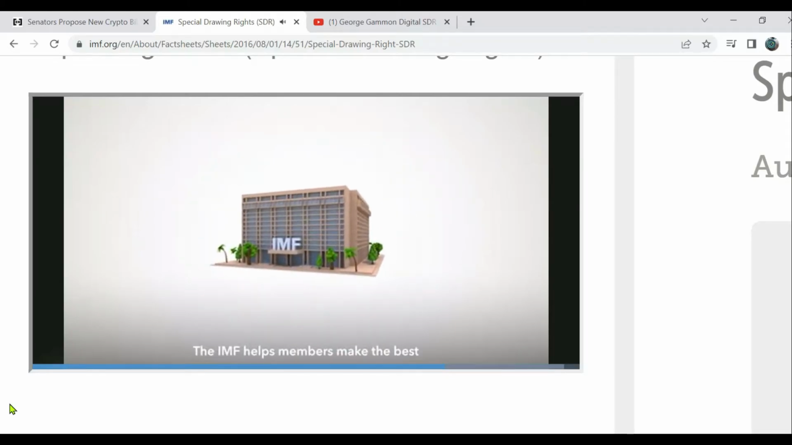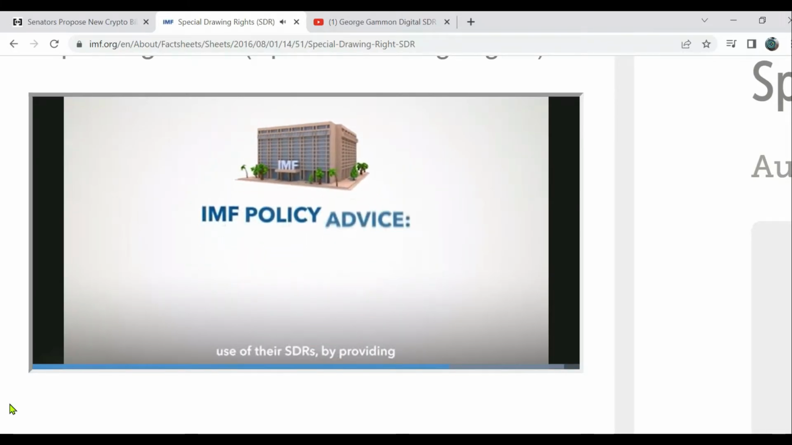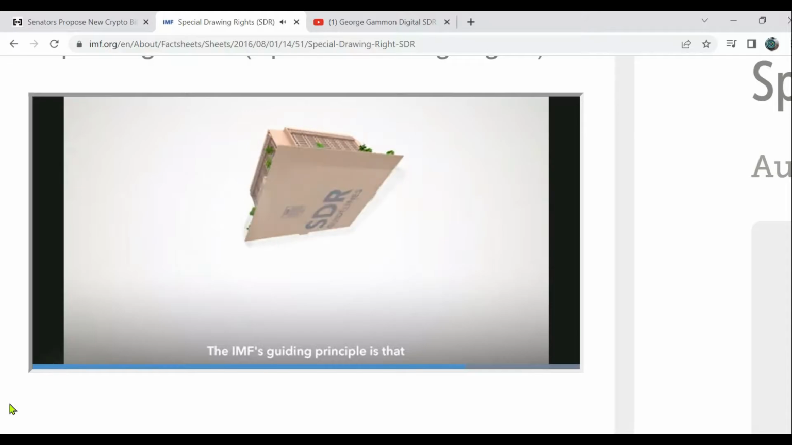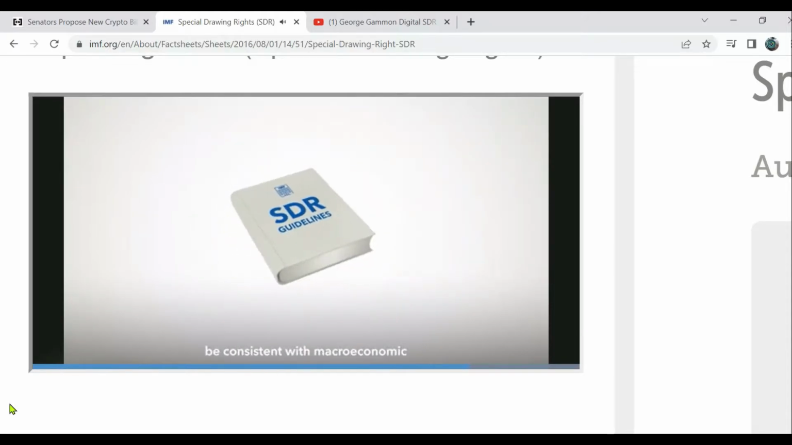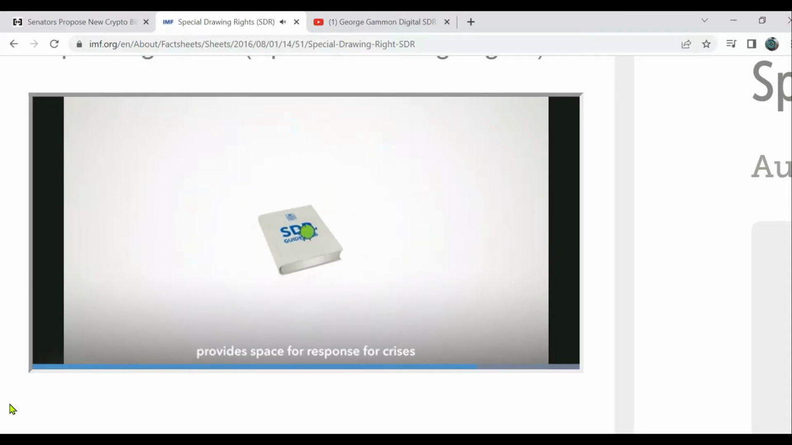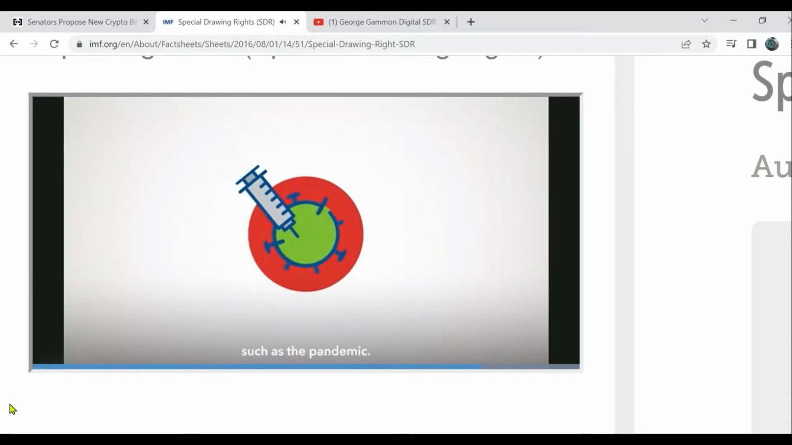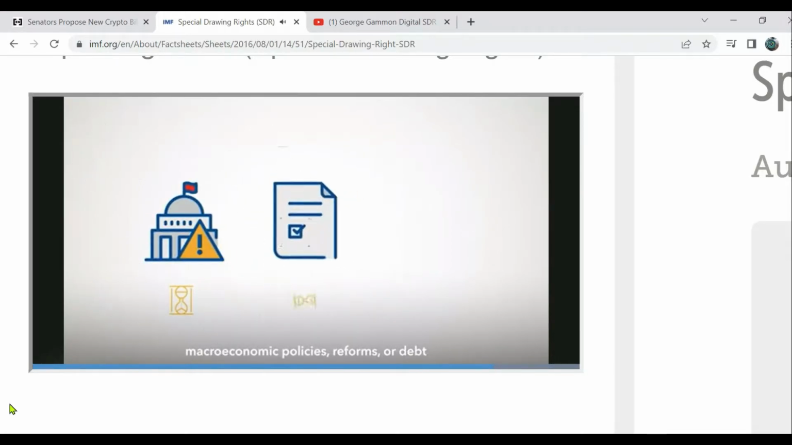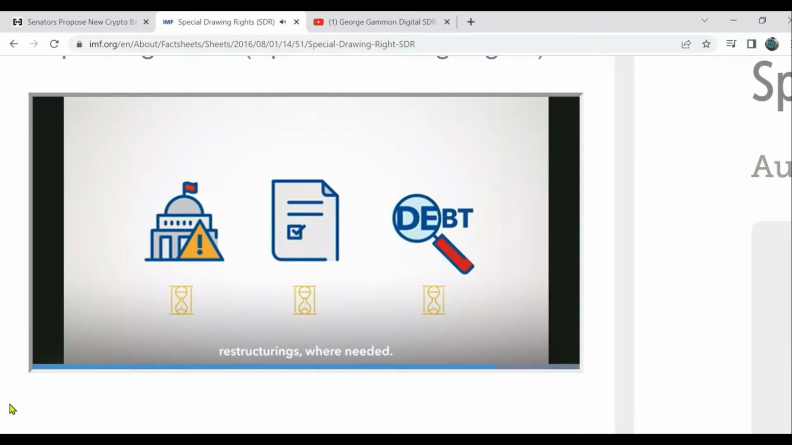The IMF helps members make the best use of their SDRs by providing advice on macroeconomic policy, as well as transparency and accountability measures. The IMF's guiding principle is that any use of SDRs should be consistent with macroeconomic sustainability, but it also provides space for a response for crises, such as the pandemic. The use of SDRs should not delay changes to macroeconomic policies, reforms, or debt restructurings where needed.